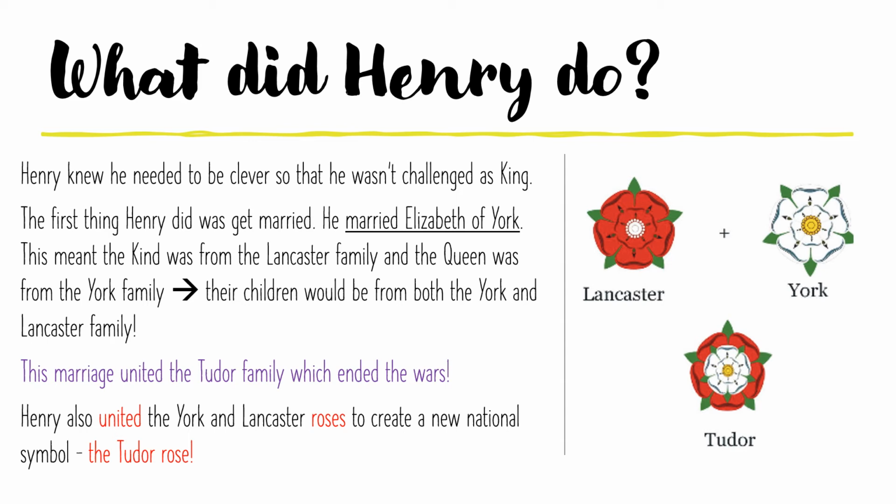And it was a fair compromise, and people went, yeah, do you know what? That's fair, we'll accept it. And didn't challenge him anymore. Henry also united the York and Lancaster roses and created what we know as the Tudor rose, as you can see just here. So not only did he unite them in marriage, he symbolised it in the Tudor rose to really make it strong and emphasise the fact that he wanted to be a good king.